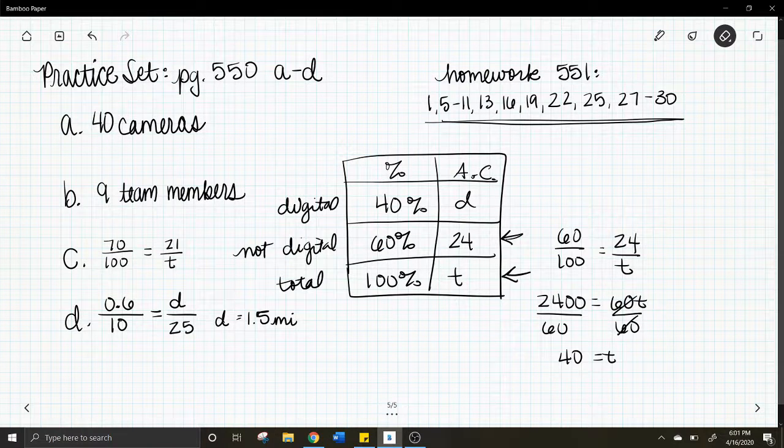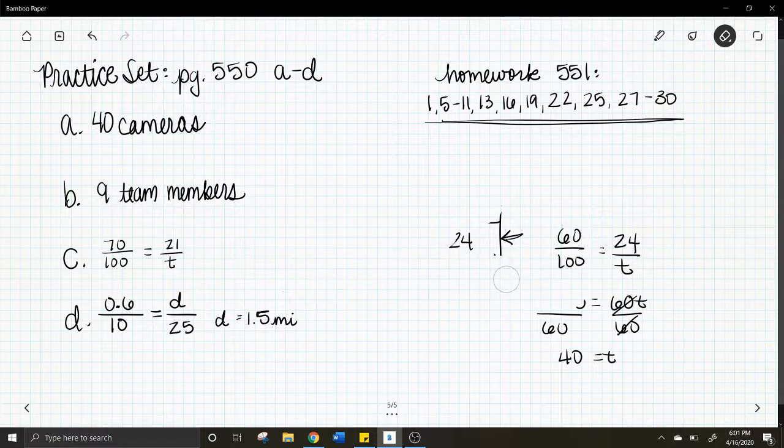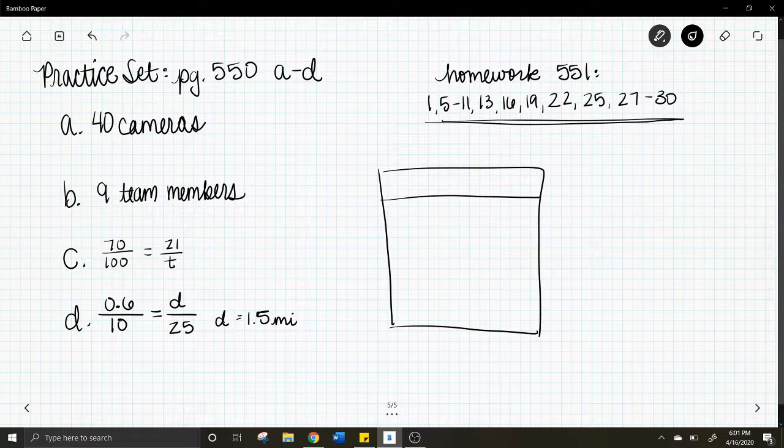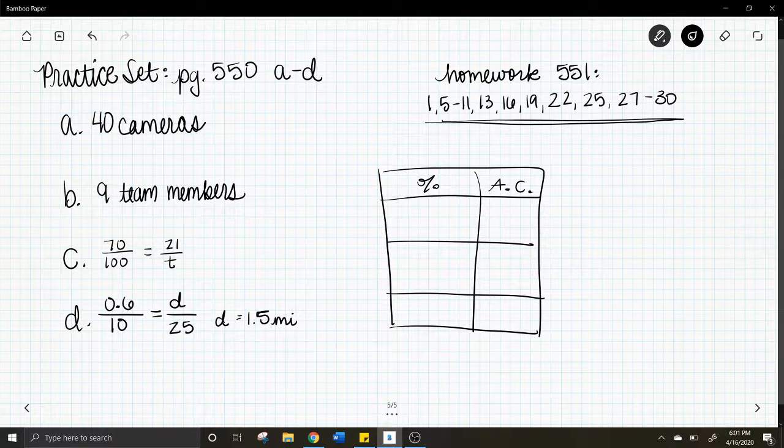So I'm going to do this again for letter B. So take a second to write these down, or pause the video because I'm about to erase it. All right, we're going to look at problem B. And I sort of like working it this way, where you just draw your ratio box right away, and then you can fill it out as you read. So percent and actual count. So here what we're looking at is team members who played, team members who did not play, and the total. So let's read and fill out the box as we go.